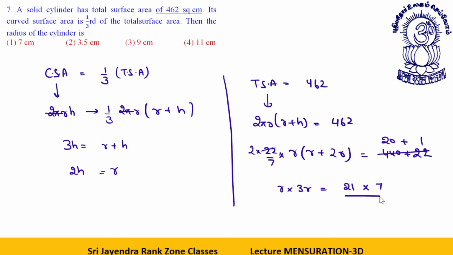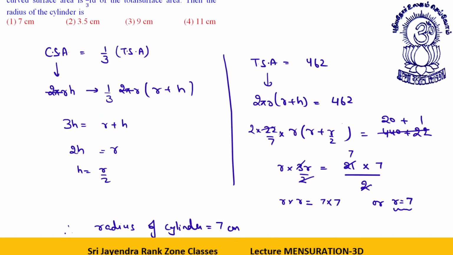When this radius is equal to 7, what do we need to find? I think we were supposed to find the radius only. Then the radius of the cylinder is, therefore, 7 centimeter. Does it make sense? Am I clear to all of you? Okay, the next one.